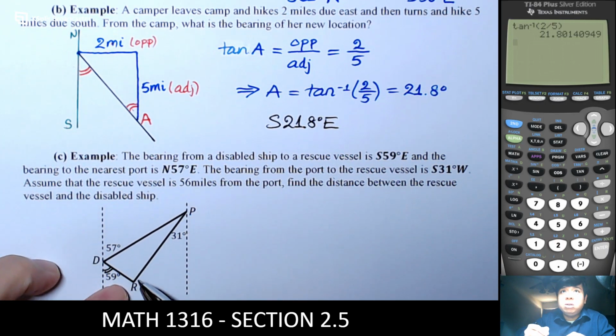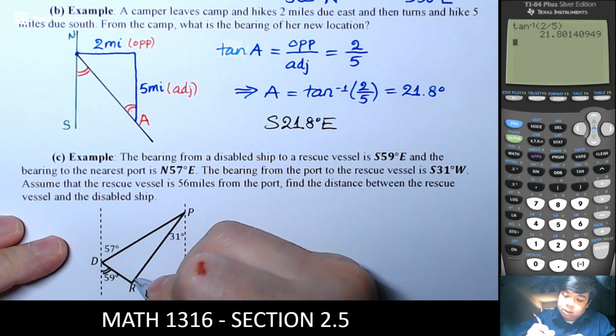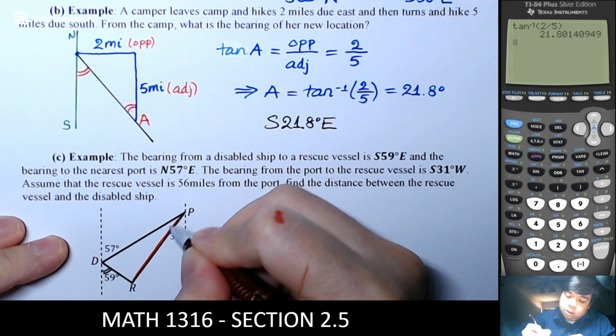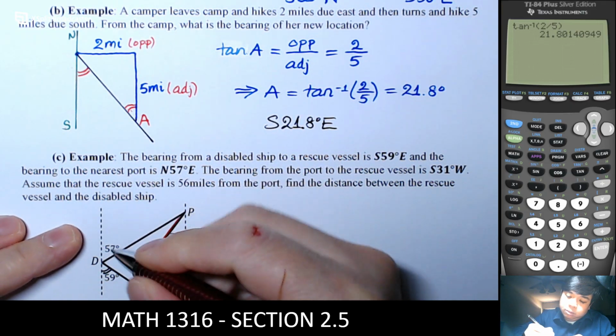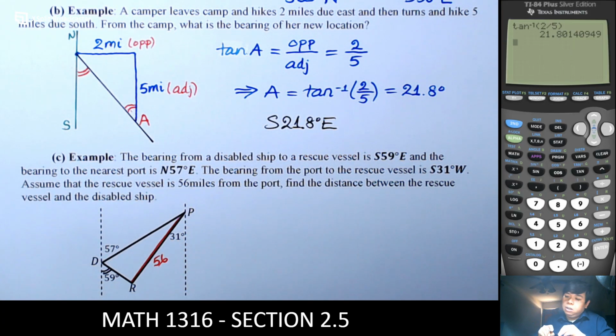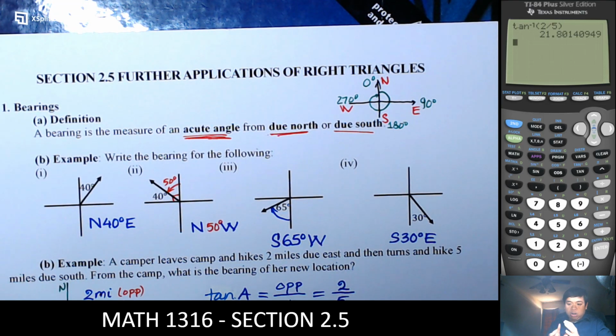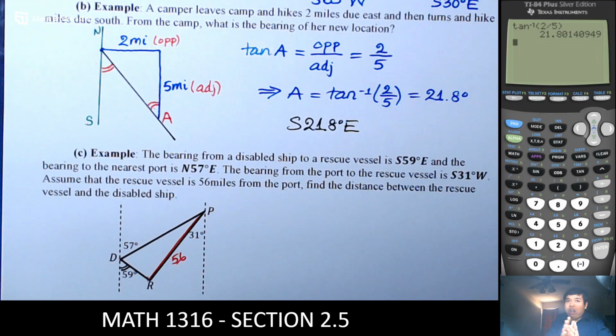Rescue vessel is 56 miles from the port. So we have this distance. For the distance between the rescue vessel and the disabled ship, let's try to find this distance. Now first, remember, this is an application of right triangles. We don't even know if it is a right triangle or not. So let's find out if it is a right triangle.